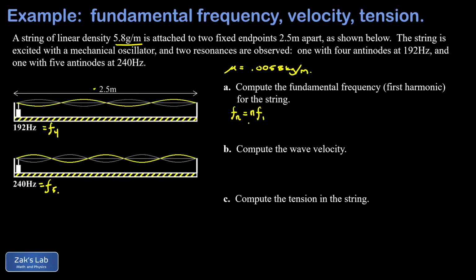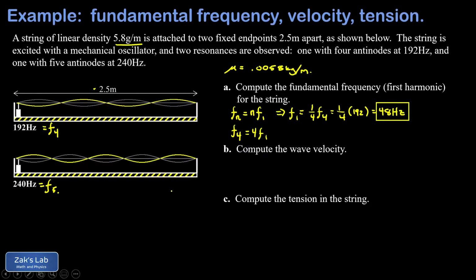So for example, I could take the 4th harmonic here and say that F4 is equal to 4 times the 1st harmonic. Well, then all I have to do is solve for the 1st harmonic. It's 1/4 of the 4th harmonic. In other words, it's 1/4 of 192. And when I divide that, I get a 1st harmonic with a frequency of 48 hertz.